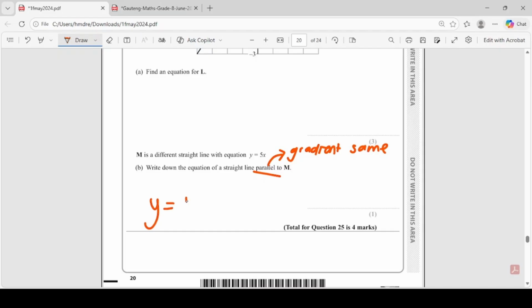So we can write down any line you like. y is equal to 5x, and you just add any constant. So you can add 1 or you can take away 1. Add 5, take away 5. It doesn't matter as long as this gradient is the same, then they will be parallel lines.